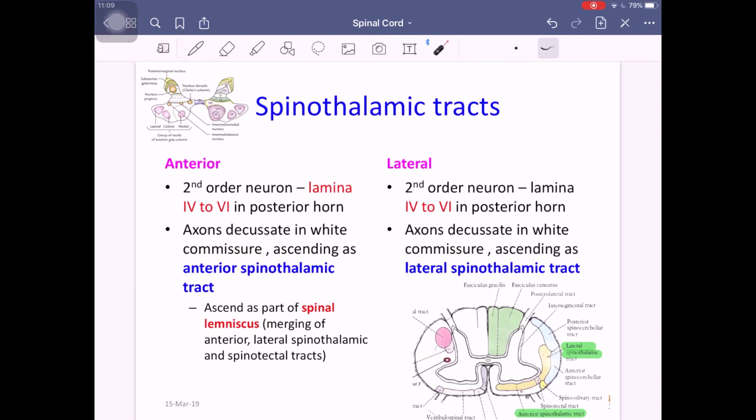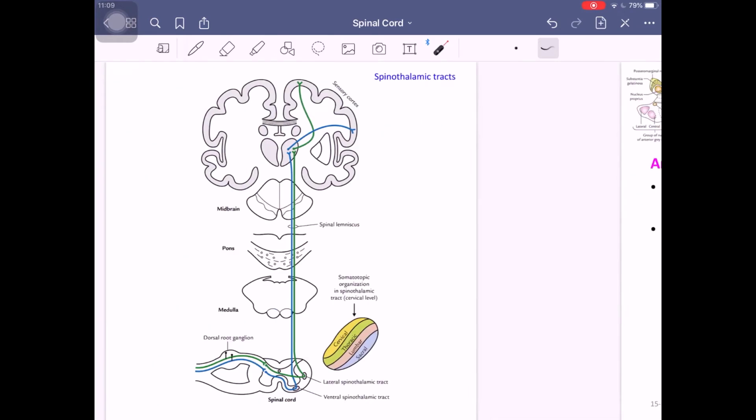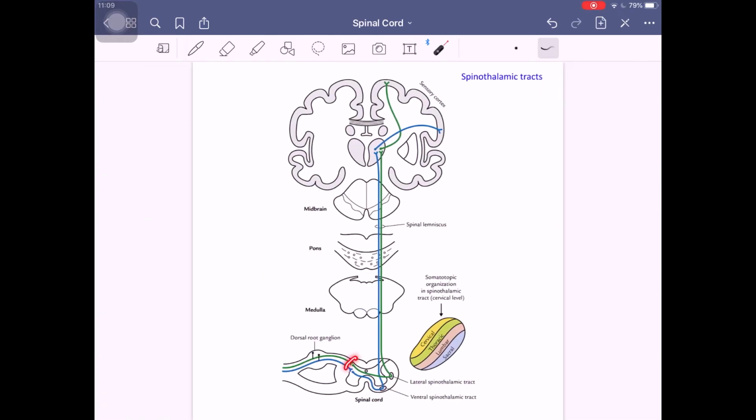If you want to know which is 4 to 6, 4 to 6 is your nucleus proprius. So you can see the nucleus proprius corresponds to laminae 4 to 6. Now after this, the axon will cross. Once they come here, this area is your lamina 4 to 6 or nucleus proprius. Now they are crossing. They are going through your anterior white commissure, to the opposite side. This is the midline. So they have crossed to the opposite side.